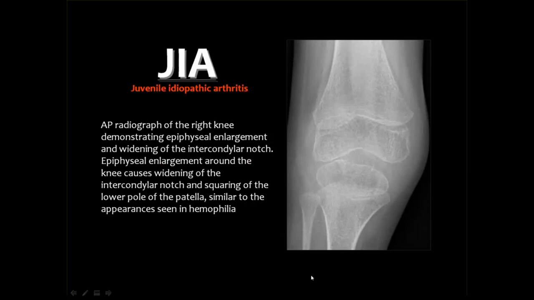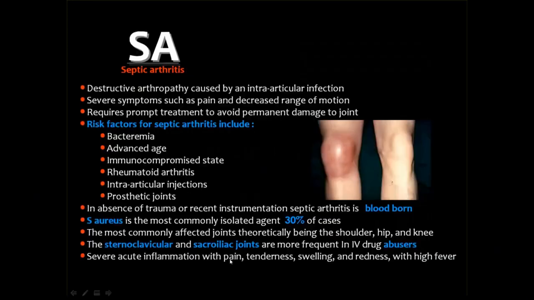And this is another example where you get some swelling of the periarticular soft tissues, enlargement of the epiphysis and widening of the joint space, and these appearances may simulate the hemophilic arthropathy that I will explain in a few minutes.